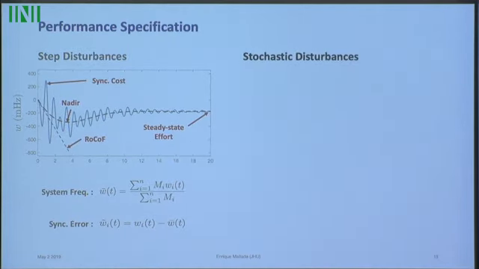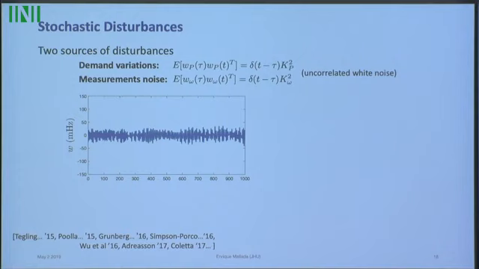What about stochastic disturbances? Again, I'm just going to assume that there's some noise. There are demand variations. That means the system is never in steady state, but we still want to make sure that the frequency variations are contained. And then we have the measurement noise that I mentioned before that comes from the inverters.